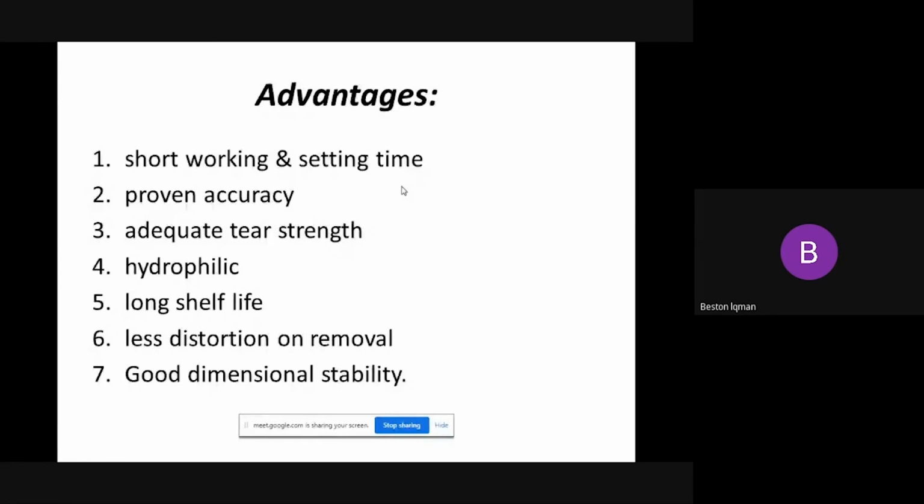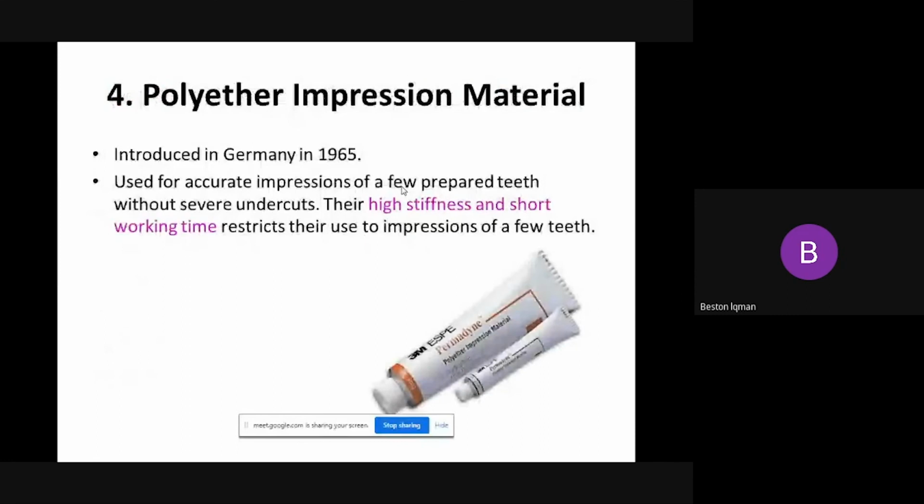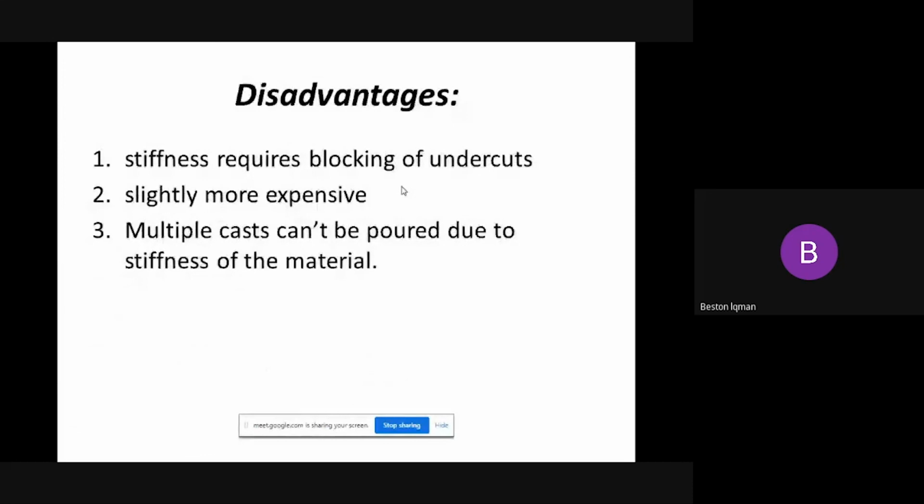We have a single impression elastomeric impression material which is hydrophilic. What is the name of this material? It's polyether impression material. Long shelf life. Less distortion. Dimensional stability good. Disadvantage: its stiffness is hard, and that's why you must block the undercut before taking the impression. It's more expensive, about $160 to $200. It cannot be poured again for the same impression.